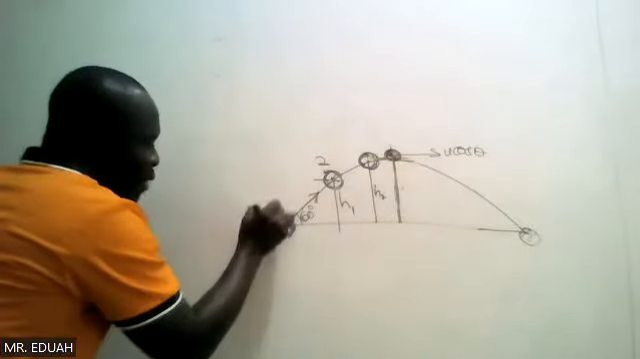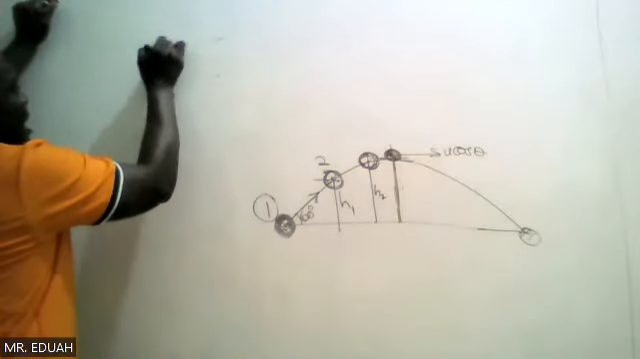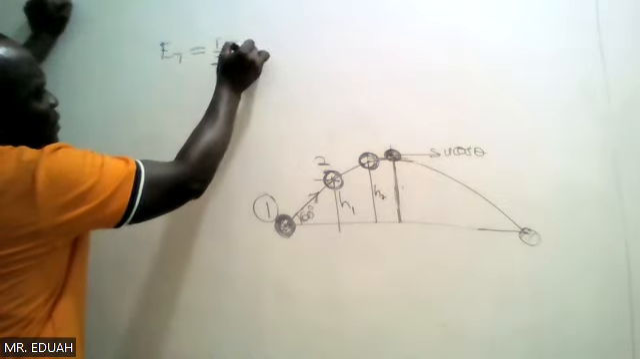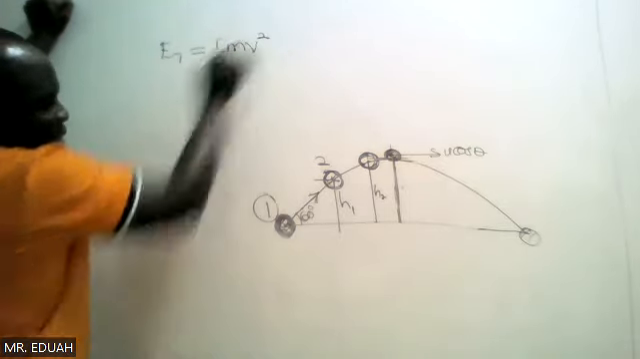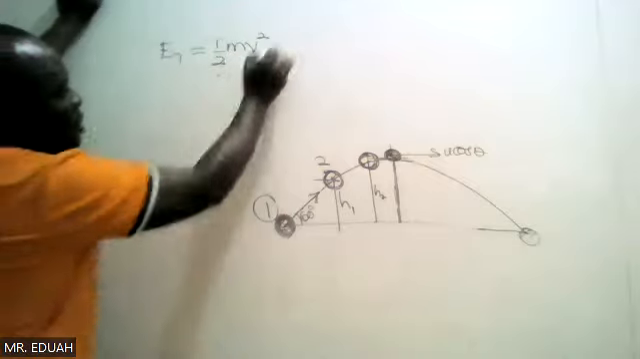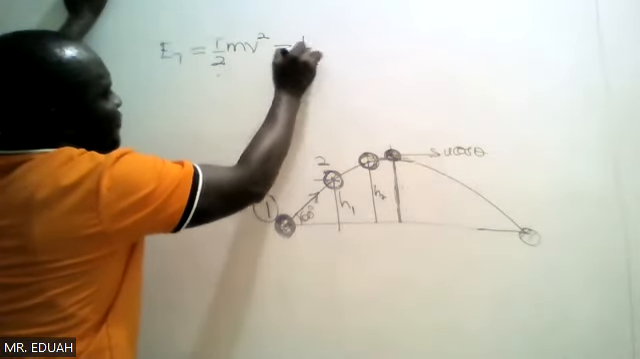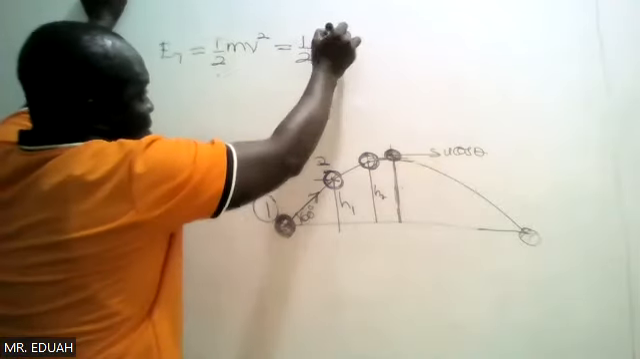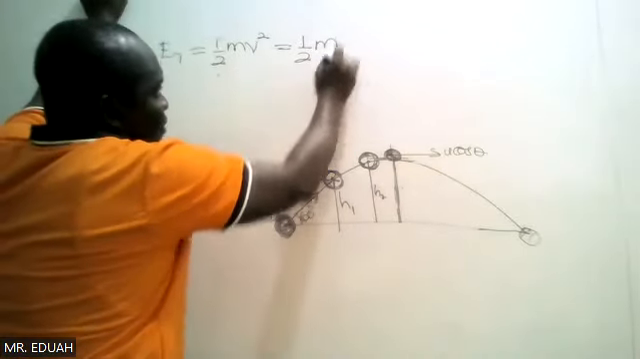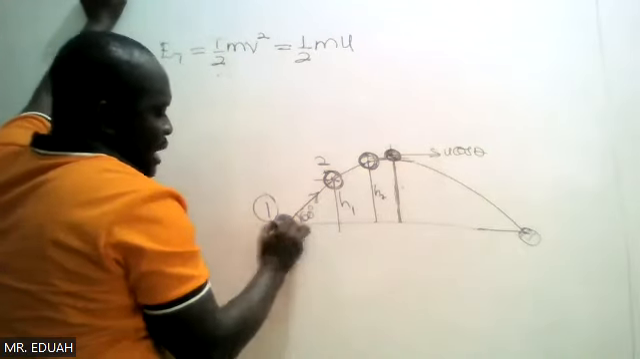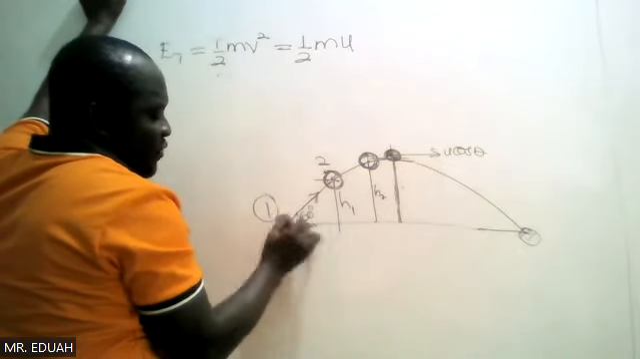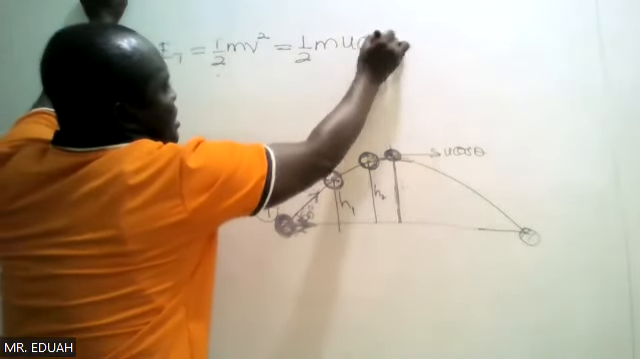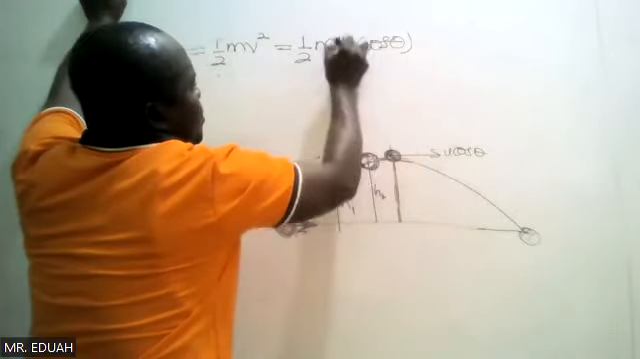So at this point 1, the total energy here will be equal to half mv squared. And this is equal to half m, and v will be u, that constant horizontal velocity over here. So u cos theta squared.